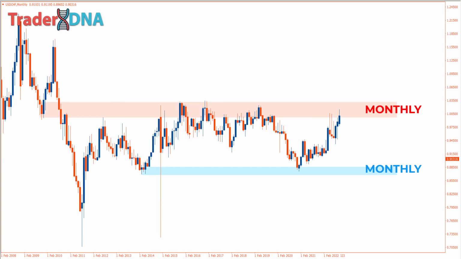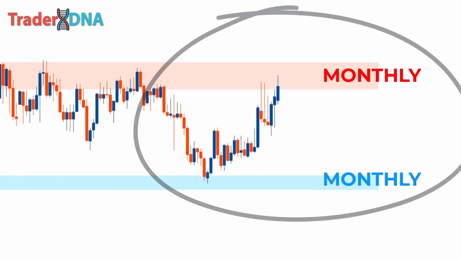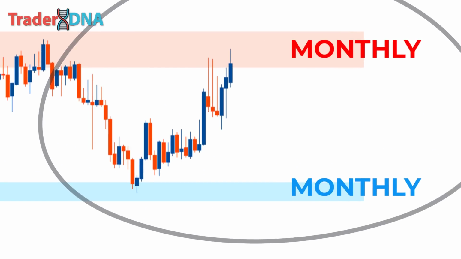On the higher time frame, our goal is to identify a significant level of structure. As mentioned earlier, this refers to a key level that has served as both support and resistance. Let's take a look at this monthly time frame chart. It's quite evident that the price has reached a strong key resistance level on this monthly chart, which is also known as a supply area.